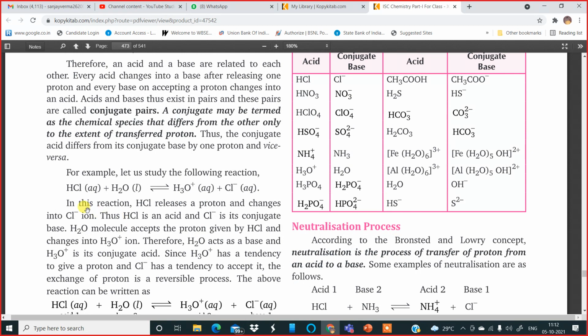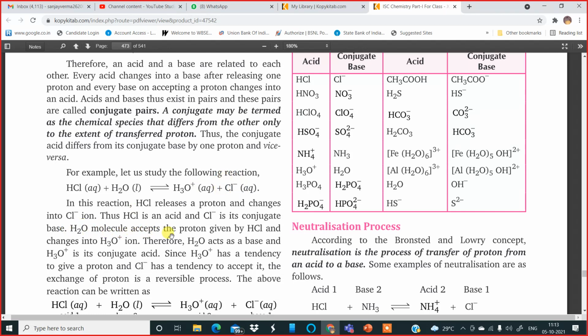Look at this example, one good example on your screen. Hydrochloric acid in water solution is producing a hydronium ion and a chloride ion in aqueous solution. So here remember, HCl releases a proton and changes into Cl minus ion. Therefore, HCl is an acid and Cl minus is its conjugate base.